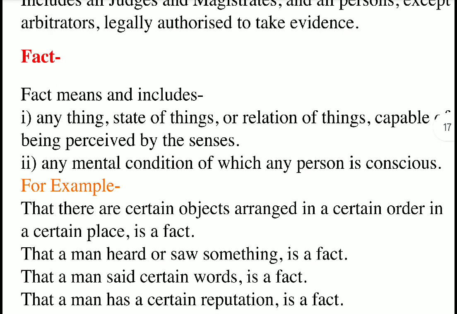Now the second clause is fact. What is a fact? Fact means and includes, number one, anything, state of things, or relation of things capable of being perceived by the senses. So the first sentence of the clause, a fact means and includes, says anything, state of things, relation of things capable of being perceived by senses, that means which is tangible in nature.